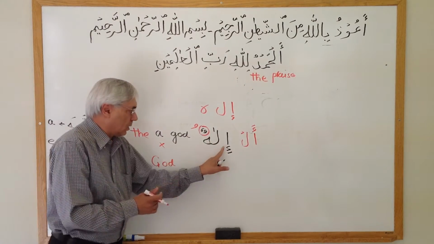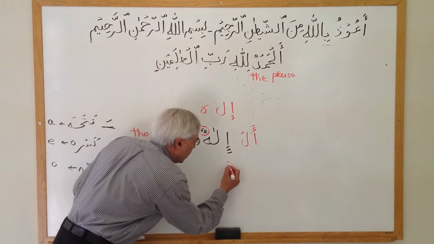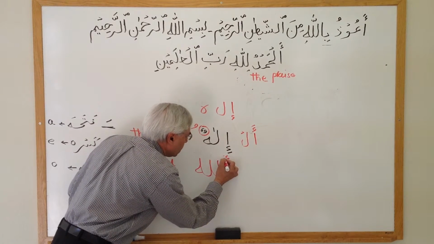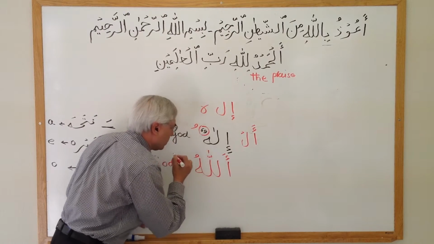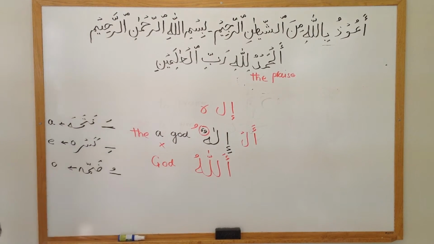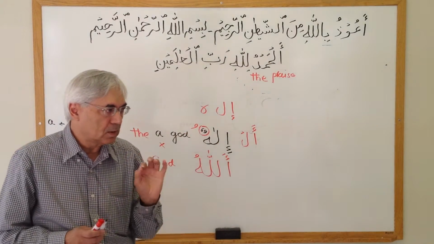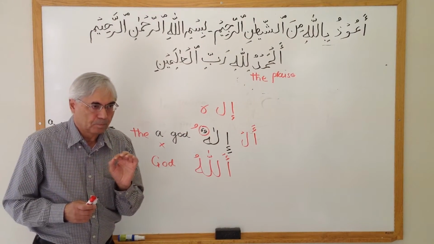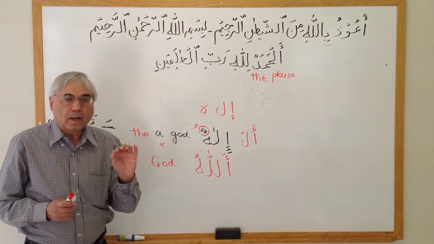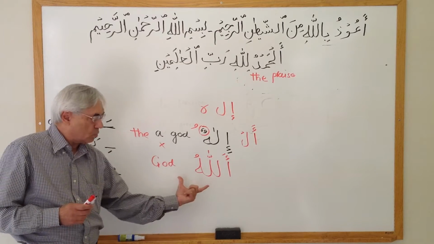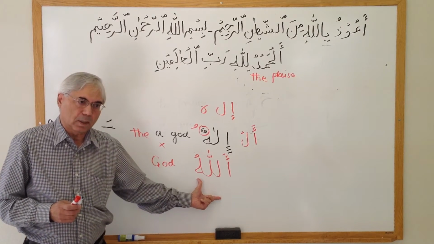Al-lahu. So we don't write this alif here, and it is written like this. Allahu. Okay. So the Arabic word is not Allah. It is Allahu. The original word is Allahu. Okay? Why? Because when you say Allahu Akbar, you are pronouncing the full word there.